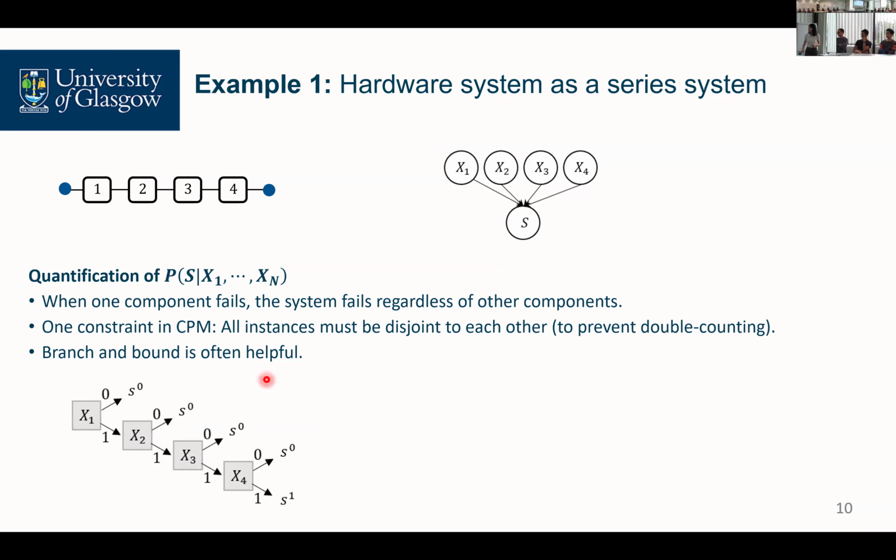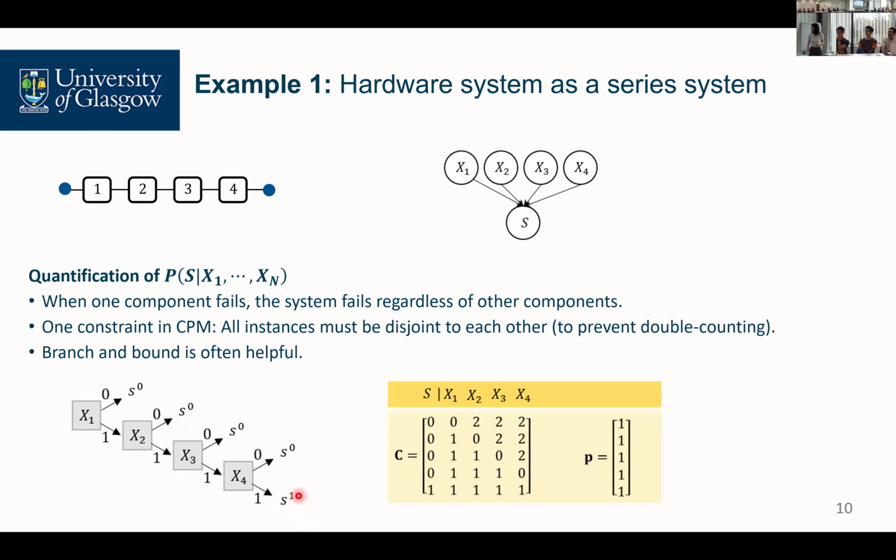For instance, this shows the decomposition for the series system, where we know that if x1 fails, then the system fails regardless of the state of the other components. Otherwise, if x1 survives but x2 fails, then the system fails. And we go on until we reach the last branch where all components survive, so the system survives. In terms of the CPM, each branch becomes a row.